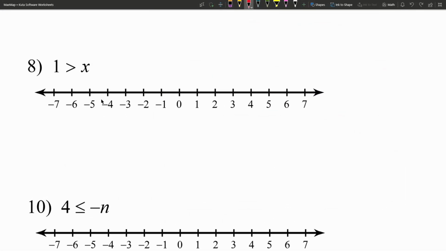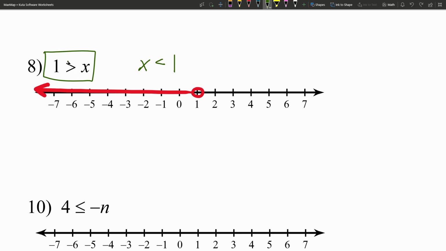In number 8, we have that 1 is greater than x. So I'm going to locate 1 on my number line, circle it, and if 1 is bigger than or greater than x, that means x has values that are smaller than 1. So we're going to fill in all the values to the left of 1, and that is x. Now quickly, I want to note that we could also write 1 greater than x a different way. We can write it as x is less than 1. As long as that inequality is pointing towards the correct numbers or correct variables, we can write the inequality by switching the left and right side.